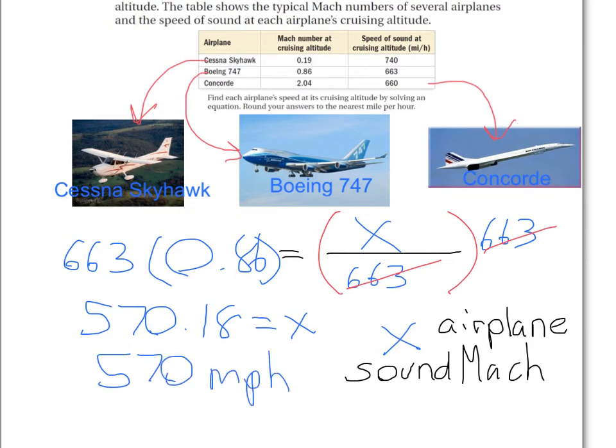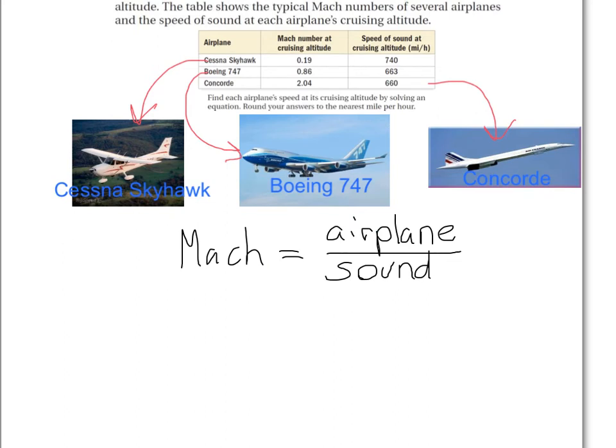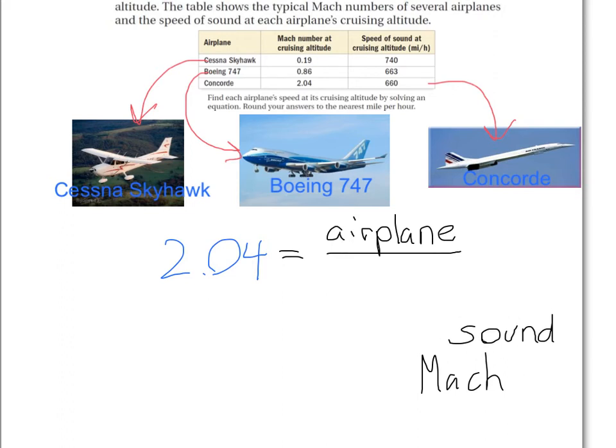Excellent work. So, we realize that the Cessna is 141 miles per hour, the Boeing's 570 miles per hour. What about the Concorde? Now it's time to find the Concorde, which, look at the Mach, it's much, much higher than the rest. 2.04. Incredible. Very, very high Mach number. All right, what about the speed of sound? We also know that is going to be, in this case, 660. Notice that that's lower than what we saw for the Boeing, but we'll see if that affects the airplane's speed.